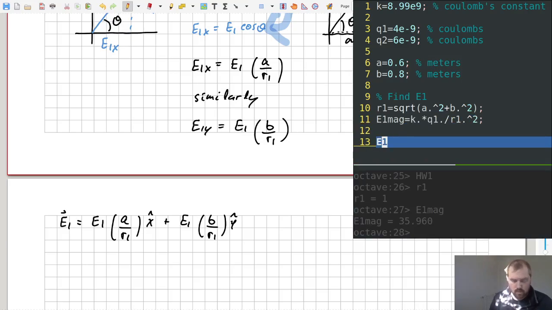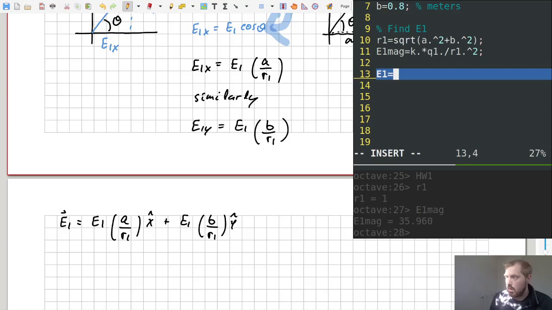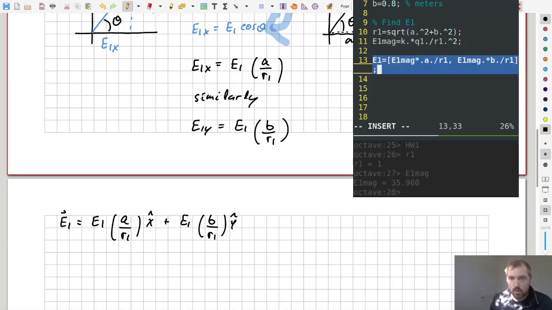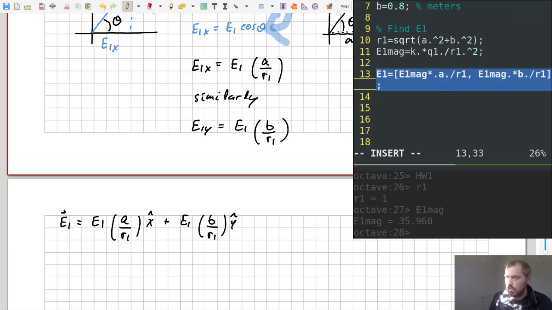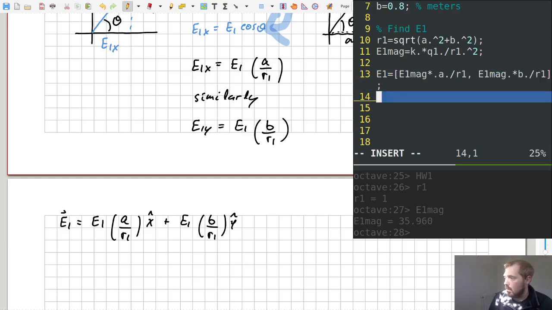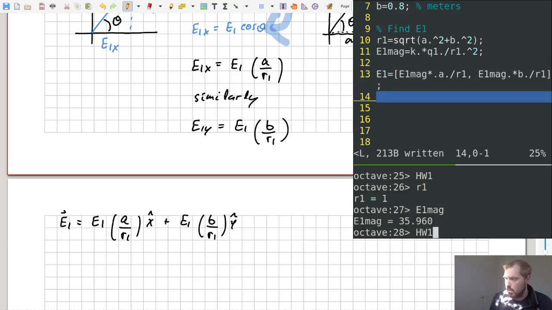E1, let's see here. E1 is going to be E1 mag times A divided by R1. Now I want to use the power of MATLAB to make these vector computations. So I'm going to use square brackets, comma, and put this into vector form. E1 mag dot times B dot divided by R1. Close that off. Close that up. Work one.